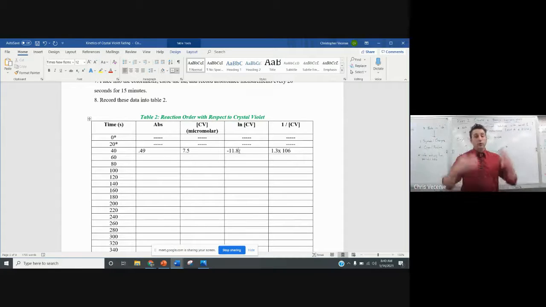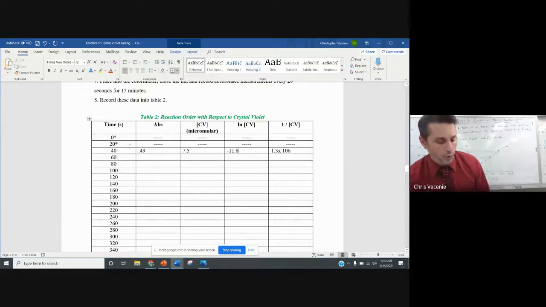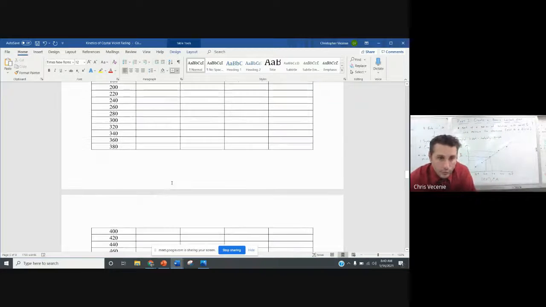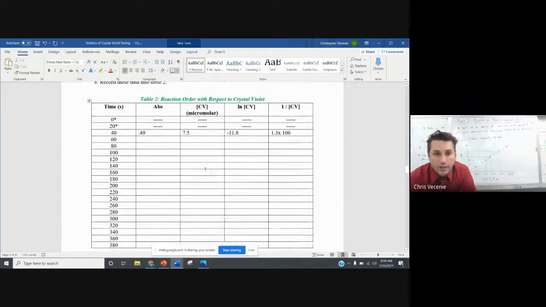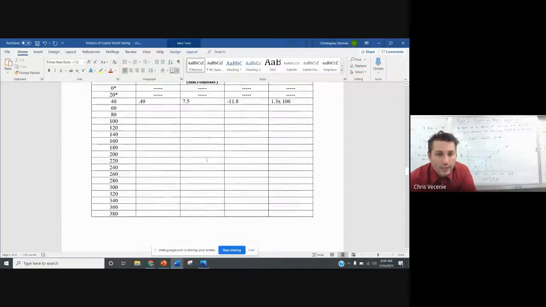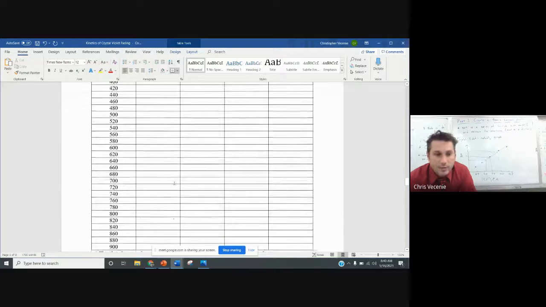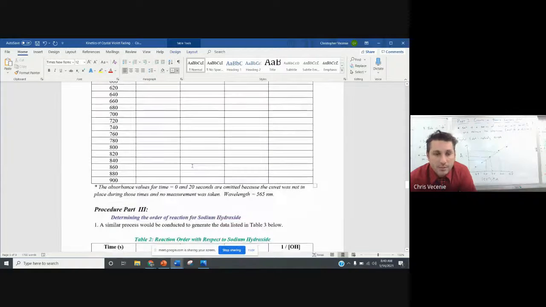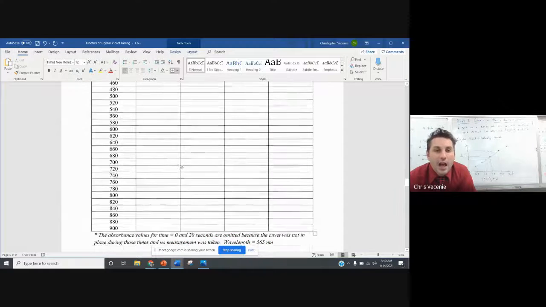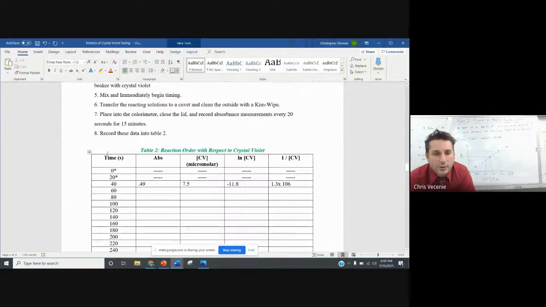And this is what you'll do. You'll fill in this table all the way down, which is why it's nice to work on it in a shared doc in groups. You can target certain segments, your partner can target certain segments, and you guys can merge data. Notice it's saying I don't have data points for the 0 and the 20, because don't forget, it takes me time once I initiate the reaction to cap it, to wipe off my cuvette, to get it in there, to let it start reacting. So that's why we don't measure our first one until 40 seconds in.